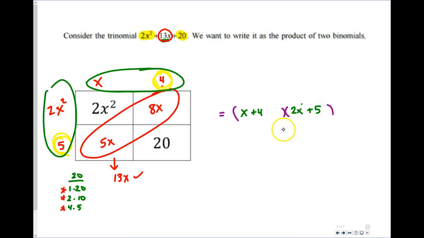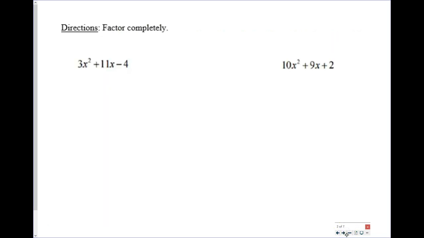Now the order here doesn't matter. I could write this as 2x plus 5 times x plus 4, and both of these are okay. It's the order mattering, like what's next to each other on the area model. Okay? Let's do a few more examples of this, and without giving you that first hint of an area model.